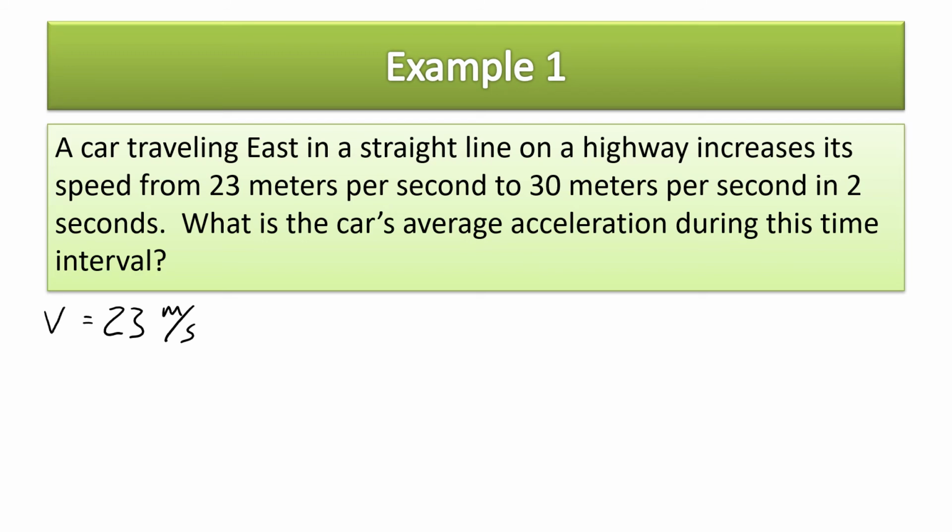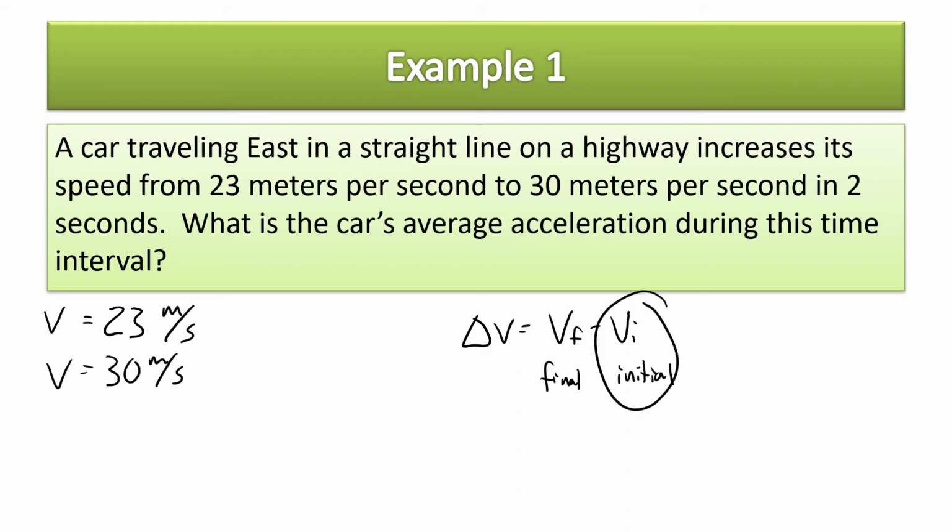So 23 meters per second, what does that equal to? Well, for now, we'll just write velocity, but we have another one over here. So how do we describe the difference between these two velocities? If you remember from the notes slide, when I introduced acceleration, we wrote down delta V is equal to VF minus VI, the final minus the initial. So which one is the initial velocity? It says it's increasing its speed from 23 meters per second to 30 meters per second. So this is VI, and then the final velocity is 30.